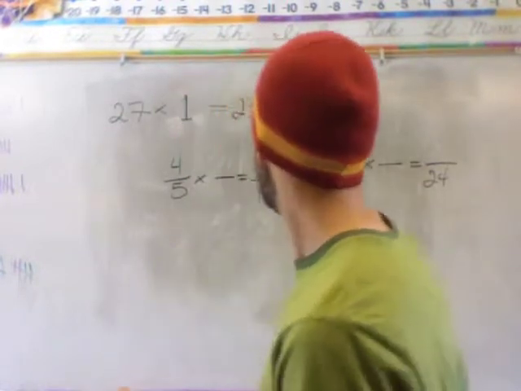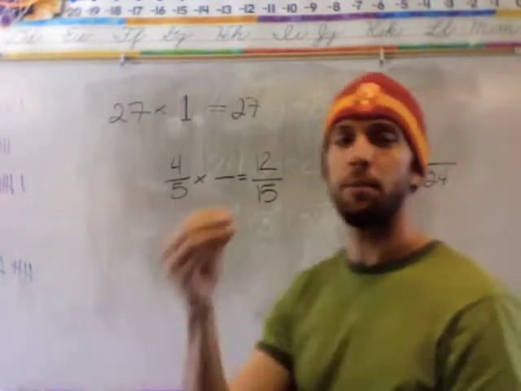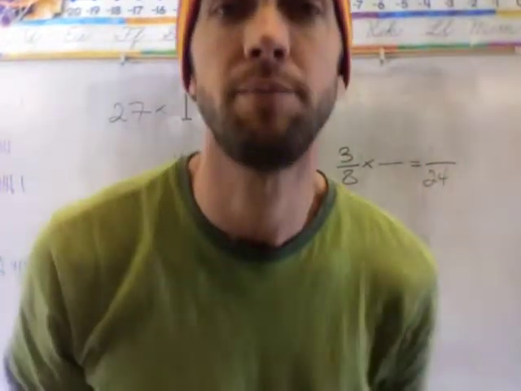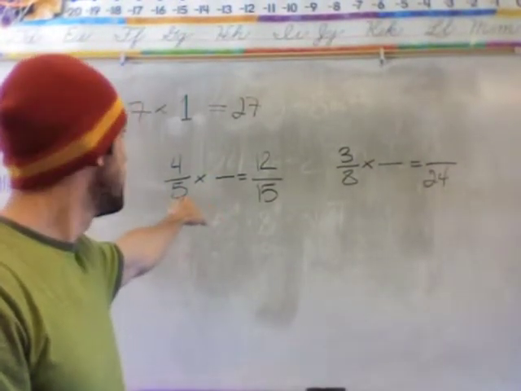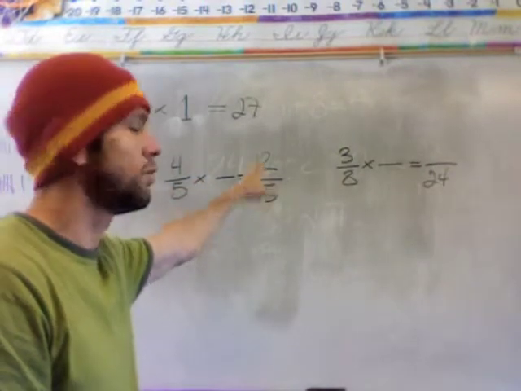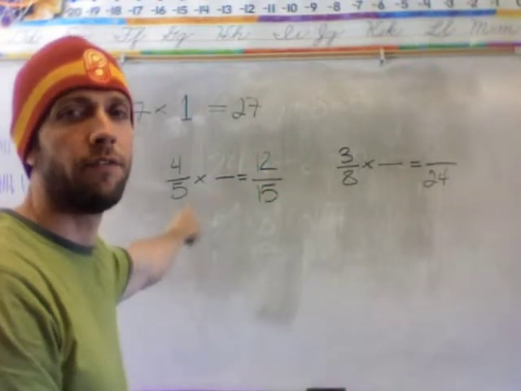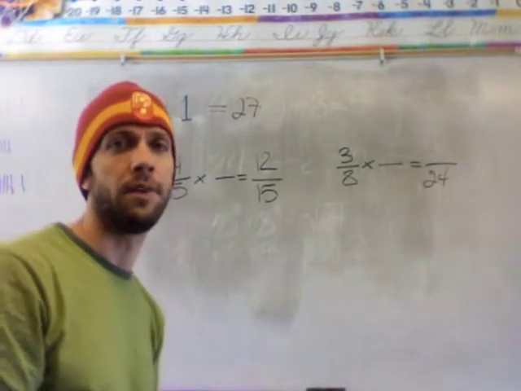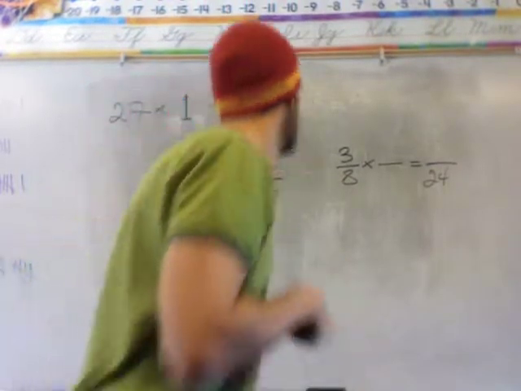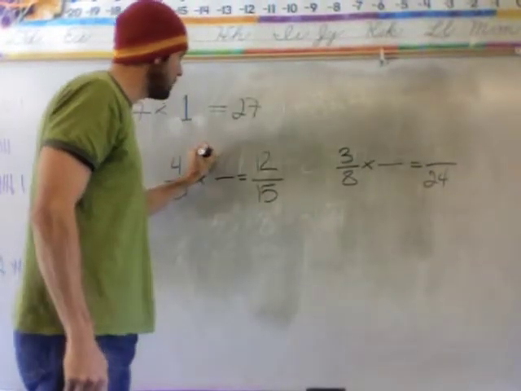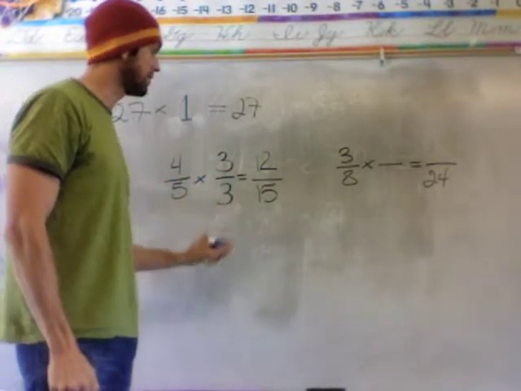So up on the board I have some fractions that you can see they've been partially filled in, but there's pieces missing. There's numerators and denominators missing, and these are from your book. So the first one says 4 fifths times something makes 12 fifteenths. Now 4 times what will make 12, and 5 times what will make 15. Now remember, when you multiply fractions, you just go straight across. So it's really easy. 4 times 3 makes 12, and 5 times 3 makes 15.